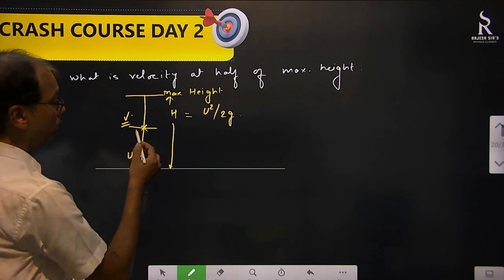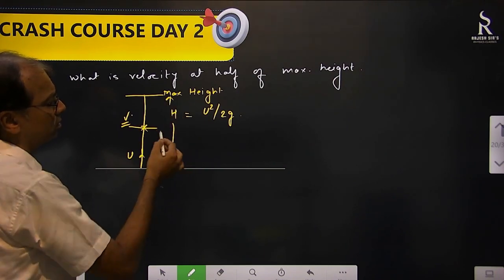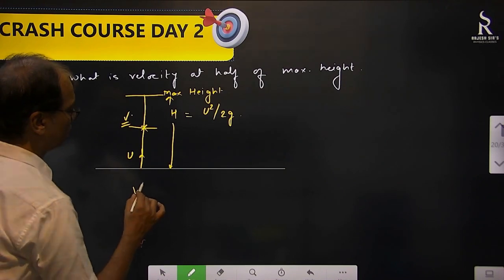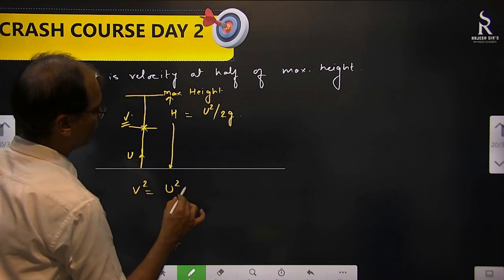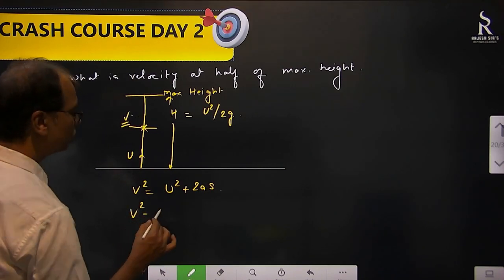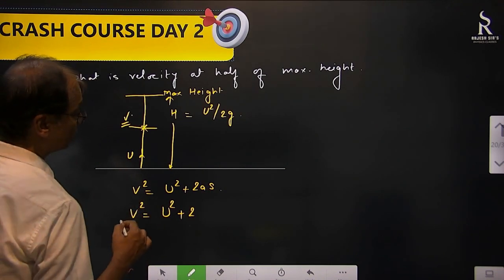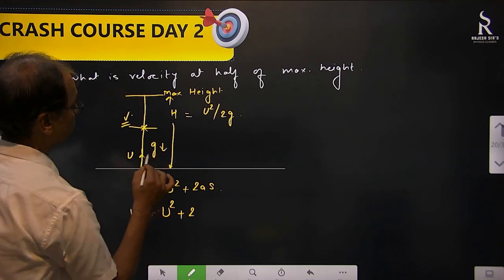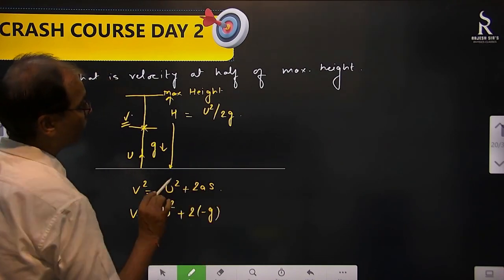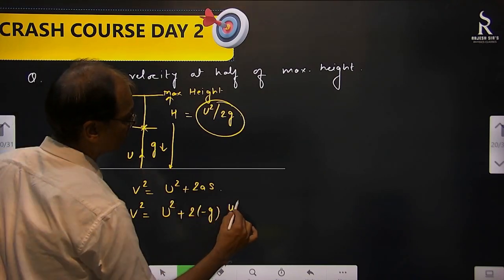V is what they are asking, u is given, and we have something about height also, the distance also. So third equation, v square equal to u square plus 2as. He is asking v, so v square equals u square plus 2 into acceleration, g downwards, u is upward, g is downwards, so minus. And s is half of maximum height. This is maximum height. Half of this means u square by 4g.